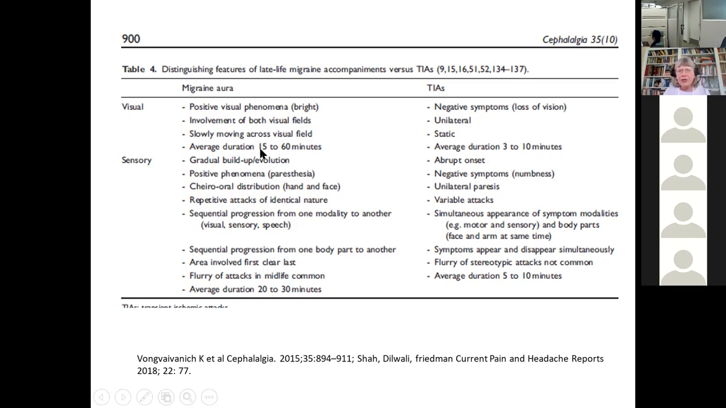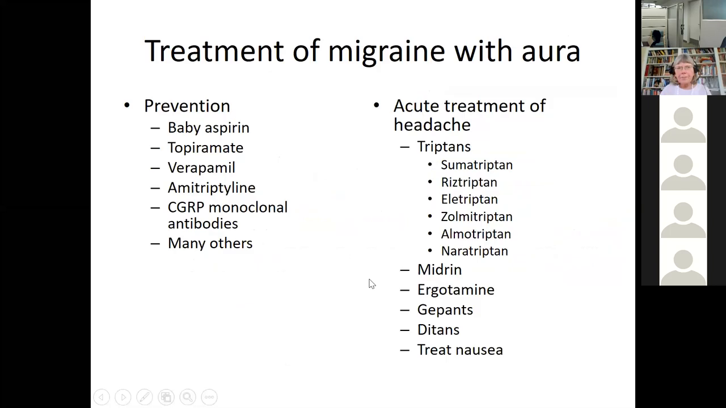And the duration for a typical aura for migraine is 15 to 60 minutes, whereas in a TIA, it's usually 3 to 10 minutes. And this buildup, I can't stress that enough, is so critical because everything else in TIA is usually unilateral, abrupt onset, et cetera. And usually there's a vascular territory that's involved.